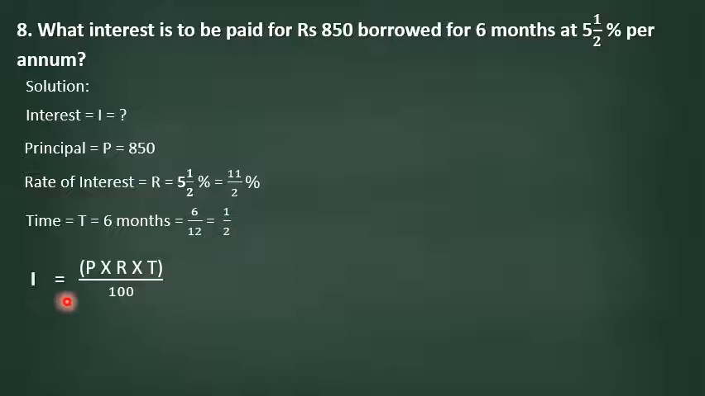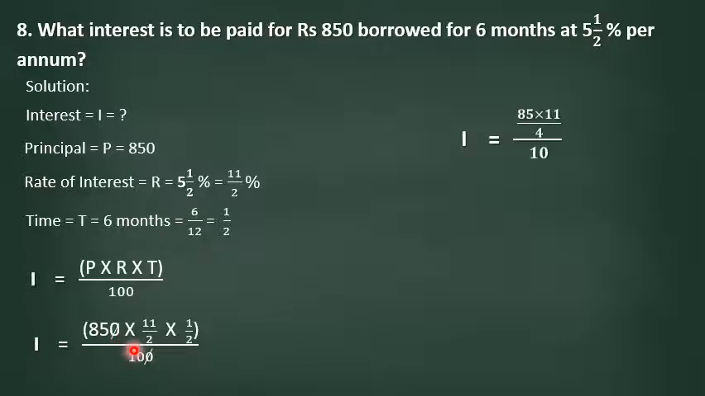Now students, we know that I is equal to P multiplied by R multiplied by T divided by 100. So we are going to put the values of P, R and T. So we get 850 multiplied by 11/2 multiplied by 1/2 divided by 100. Now students, 0 0 ke saath cancel. So it will be equal to 85 multiplied by 11 divided by 4 divided by 10. Like 2 2s are 4. Students, 85 multiplied by 11 will be equal to 935 divided by 4 divided by 10. So when we divide 935 by 4, it will be equal to 233.75.